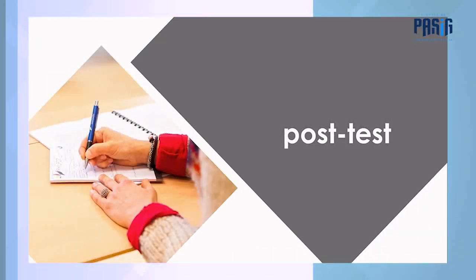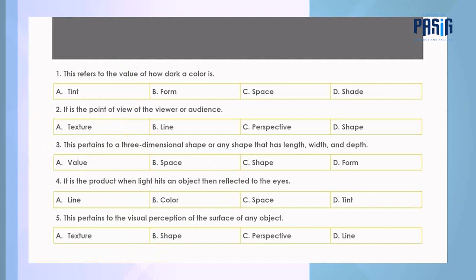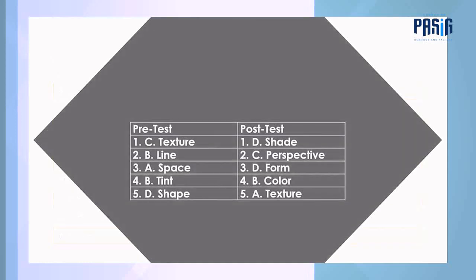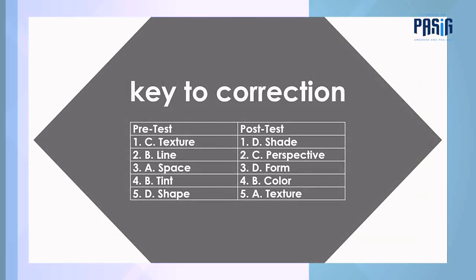Let's have a post-test to measure what you've learned in this lesson. Instructions. On your handout, choose the letter of the best answer and write it on the blank provided before the number. Pause the video while you answer. Key to correction. Check your own work and remember, be honest.